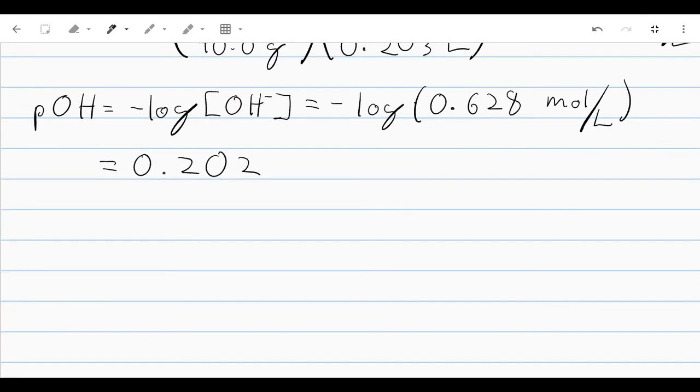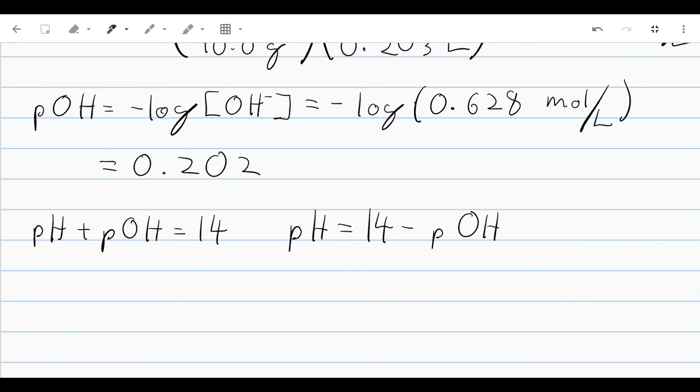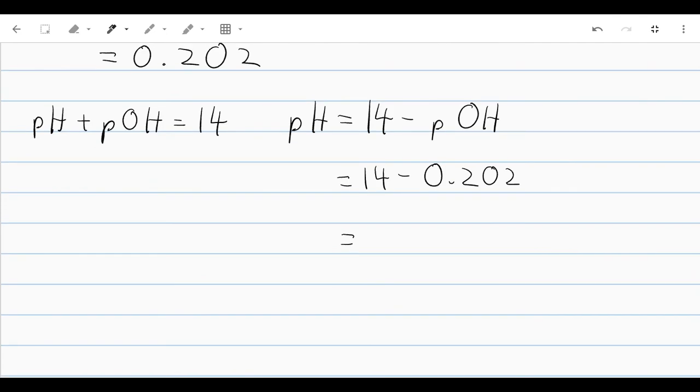Then to figure out the pH, pH plus pOH always equals 14. So pH is equal to 14 minus pOH. In this case, that means 14 minus 0.202. That gives us a final pH of 13.80.